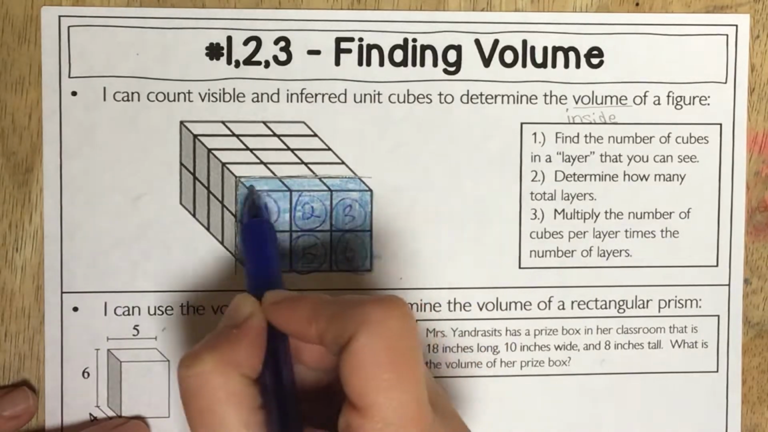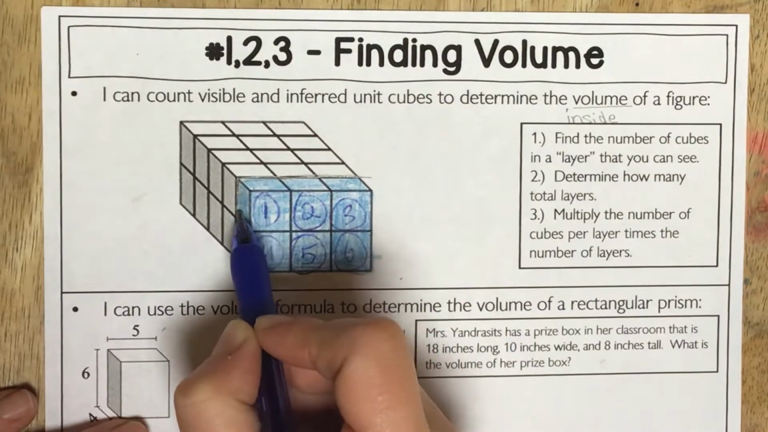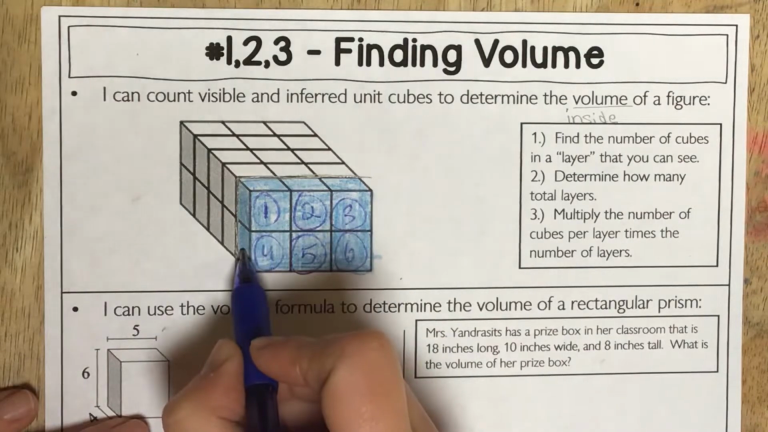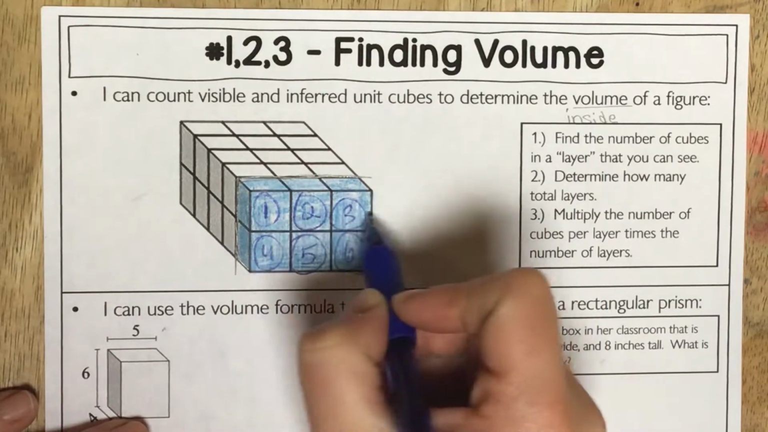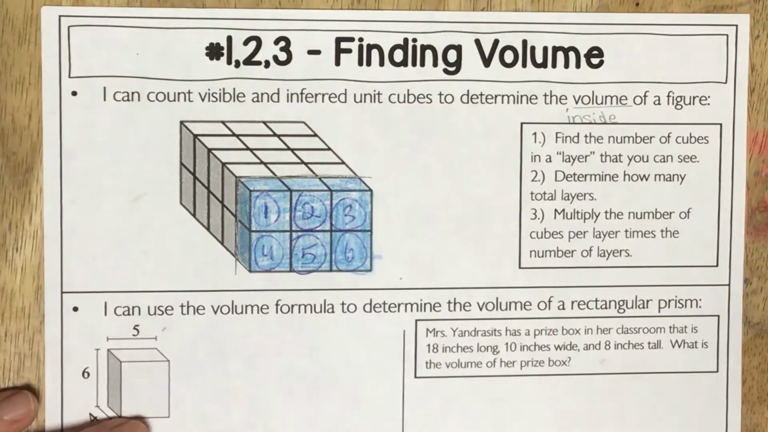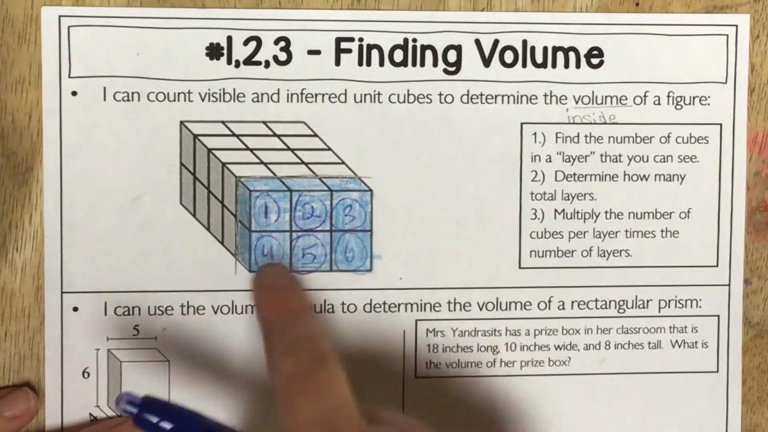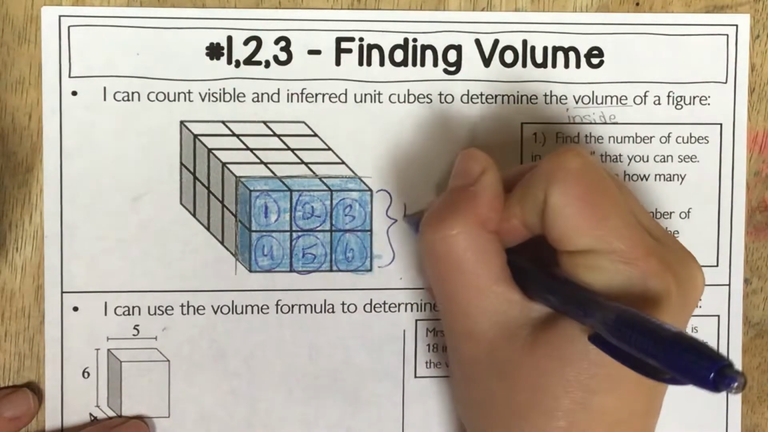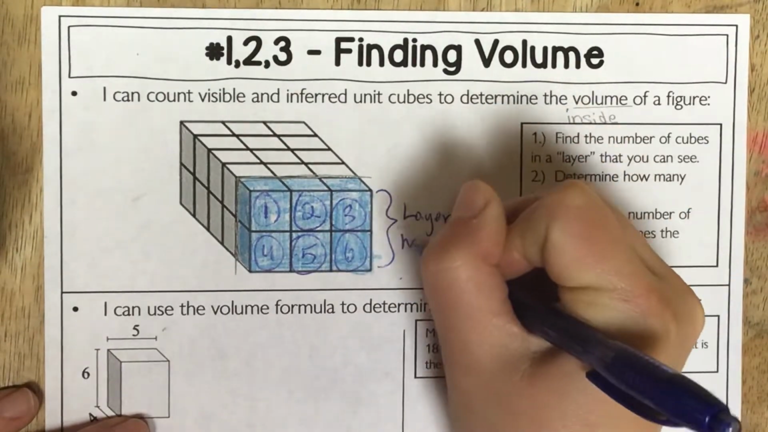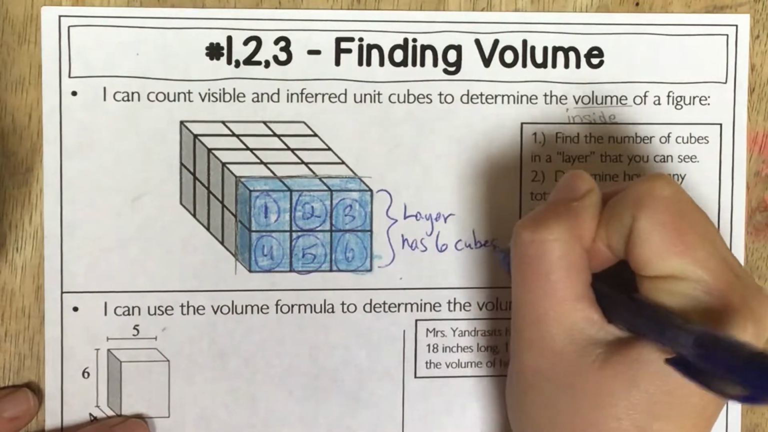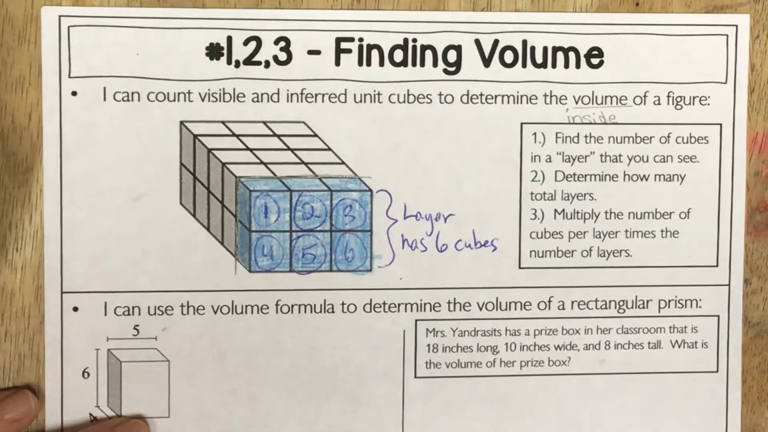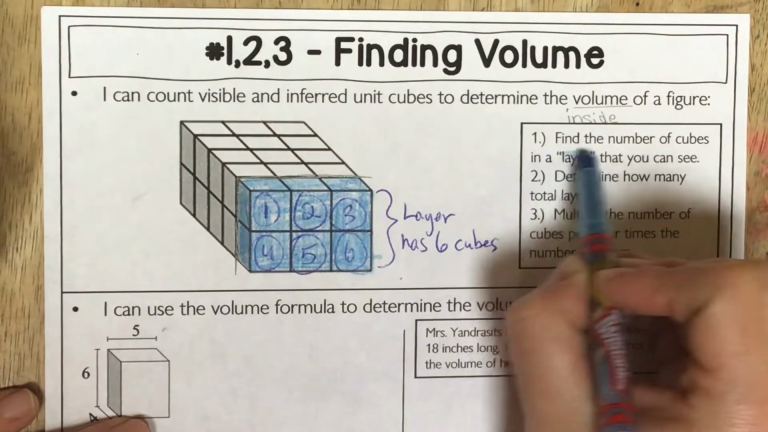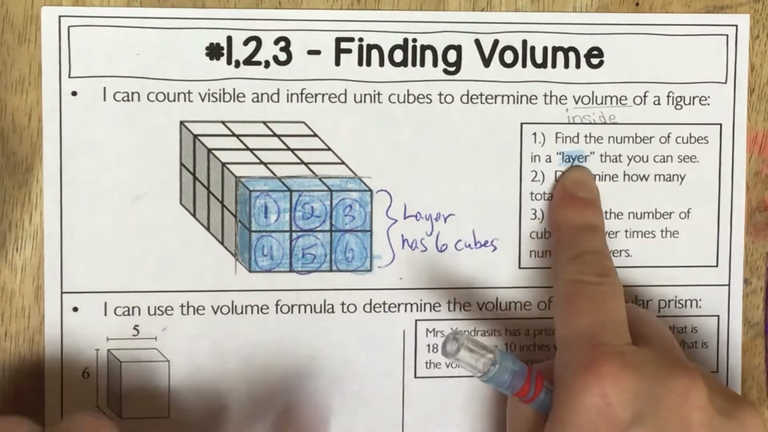I didn't write numbers here because this is another side of cube 1, and this is another side of cube 1. Just like this part here is just the other side of cube 4, this is the other side of cube 2, and this is the other side of cube 3. So I'm not labeling every face, every surface, I'm just labeling how many cubes. In this layer, it has 6 cubes. So I did the first step. I found the number of cubes in a layer that you can see. And I'm going to color that word layer in blue. So if I look at my notes later, I can remember, oh, that's what I mean by layer.